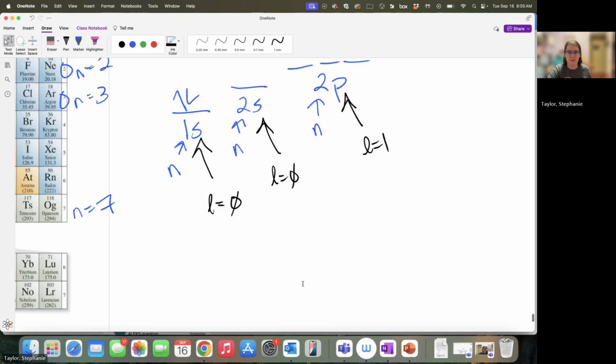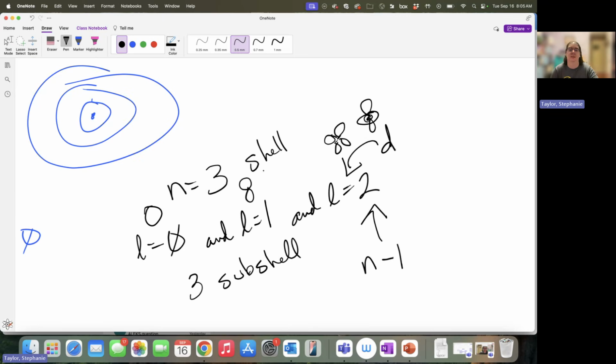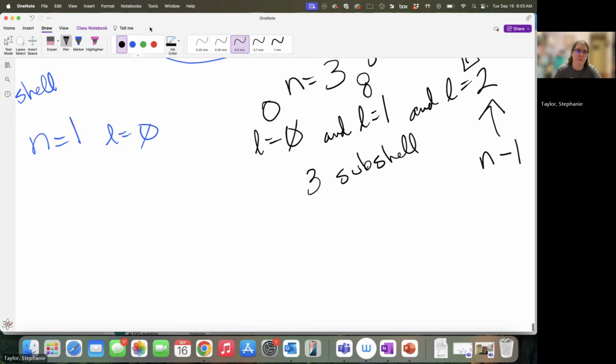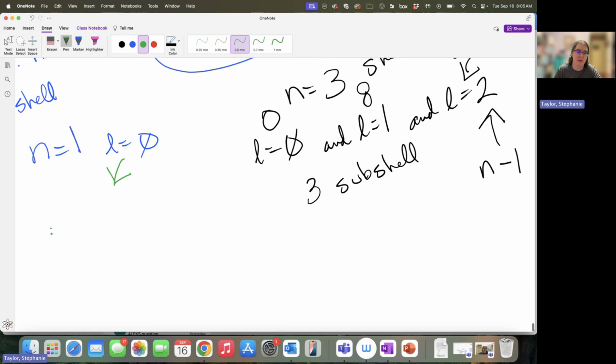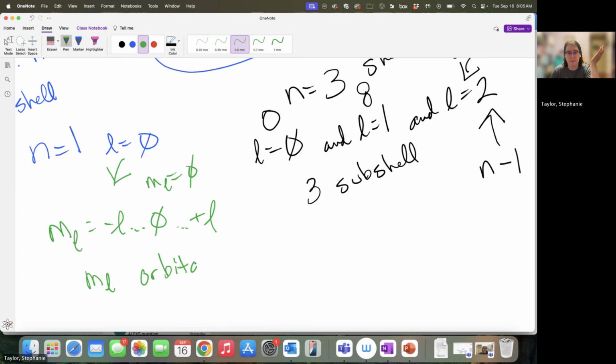Then m sub L. So for every value of L, we can talk about m sub L. m sub L goes from negative L to 0 to positive L. So when L is equal to 0, m sub L is just 0 because there is no positive and negative 0. That's all you got. m sub L gives you the orbitals.